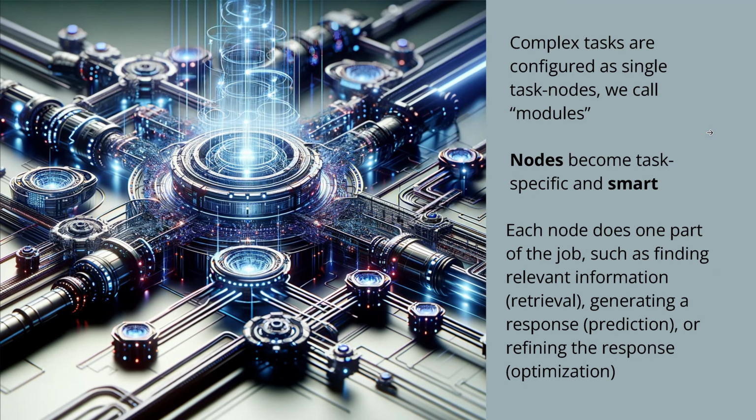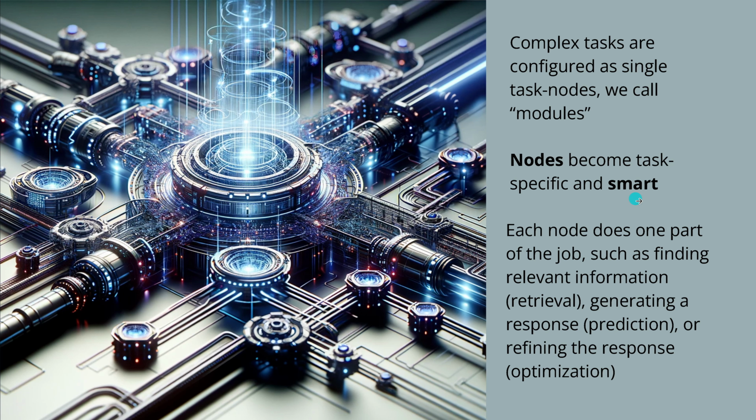So here we start, and at first, we have a task. We have a task for our LLM. We have a complex task. And an LLM can reduce a complex task to multiple simple single tasks. And these task nodes we call modules. And whenever we have a node in a network, a node in a graph structure that has become task specific and smart, we can construct multiple intelligent nodes in our graph structure.